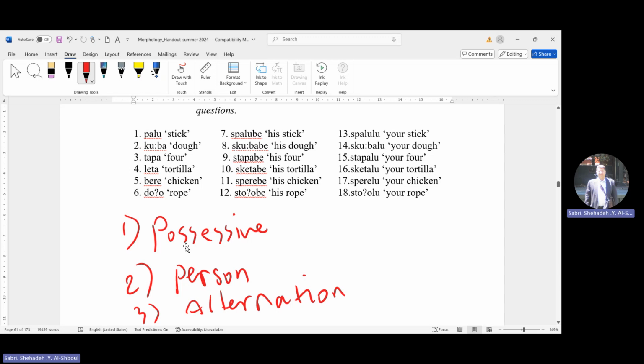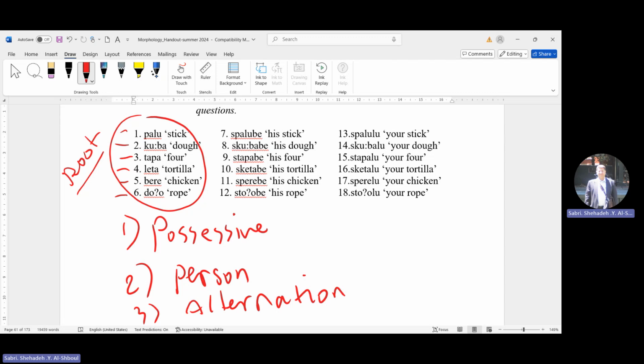If we look at the first part here, we find palo, which is stick, kupa, dough, tapa, flour, leta, tortilla, bere, chicken, and do'o, which is rope. Now, we assume that these are the root forms, with no change at all, and they are in the singular form, and they are not inflected yet.